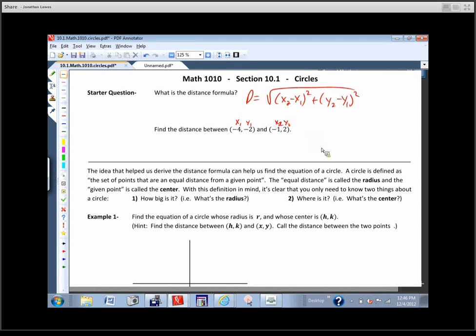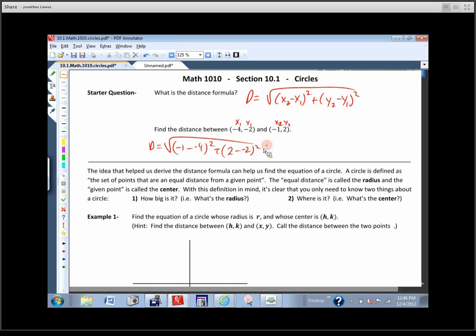So the distance between the two of these is going to be x2, so that's going to be -1. Write the minus and then go find the number that is x1. So that's going to be -4, quantity squared. And then this is going to be y2, so that's going to be 2. Again, write the minus from the formula, then go find the number that is y1, and that's -2. And then that's quantity squared.